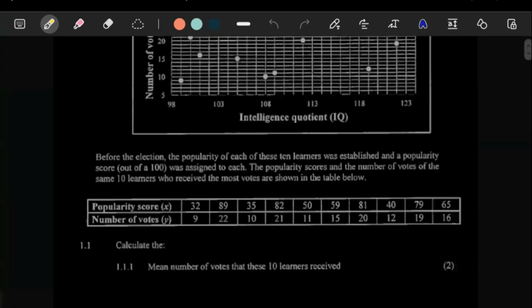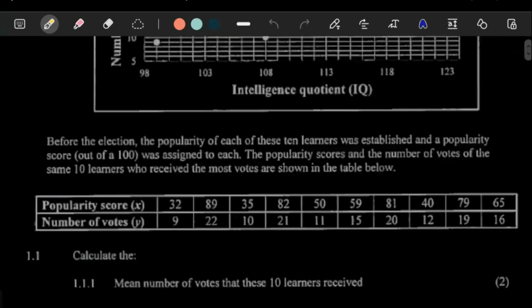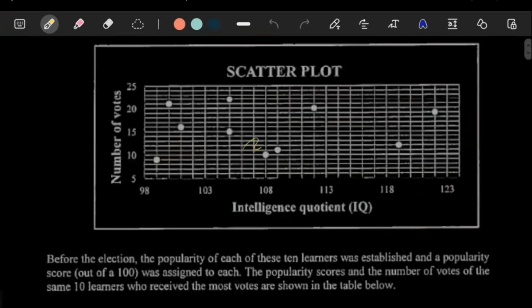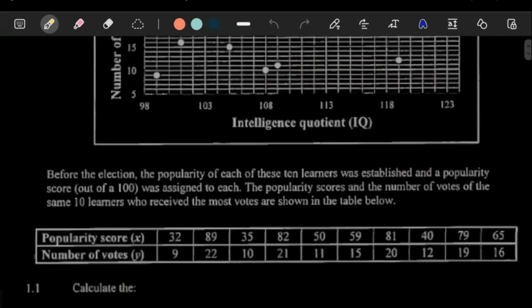And then it says before the election, the popularity of each of these 10 learners was established and a popularity score out of 100 was assigned to each. The popularity scores and the number of votes of the 10 learners who received the most votes are shown in the table below. So let's see here. The first row has these 10 numbers. This is probably the popularity score, and then here the number of votes that each of the learners got. And then the scatter plot has information about the IQ, so we shouldn't get it mixed up.